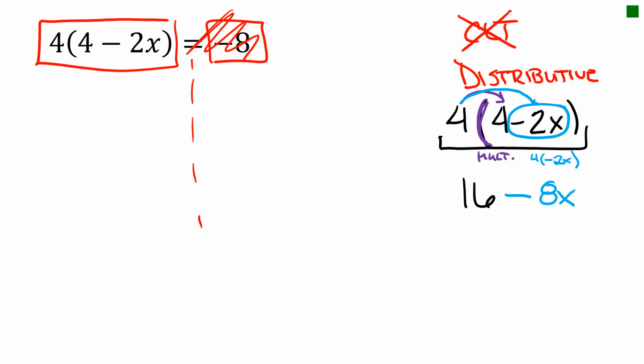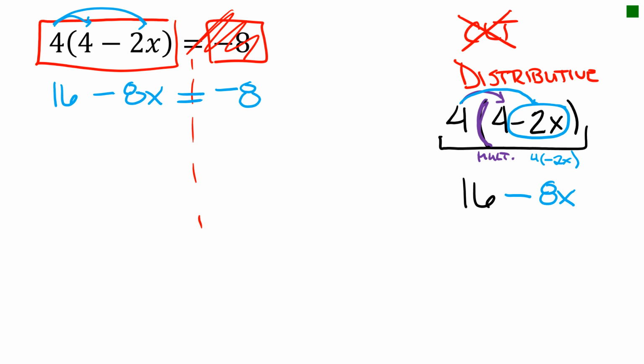So I'm going to go over here. I'm going to redraw those little rainbows. 4 times 4 is 16. 4 times negative 2x is negative 8x. Bring down the equals and the negative 8. And oh, looky, looky, we're back to a two-step equation.